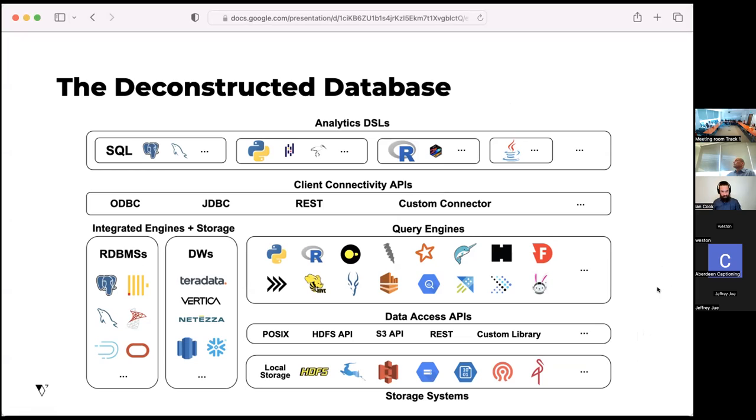Recently, even more of these engines have cropped up, and Weston talked about a few that are built from the ground up in an Arrow native way. So there's lots of engines to choose from. But the trouble is, all these query engines and all these storage systems don't always interoperate nicely. You can't just pick an engine, pick a storage system and expect that they'll work together. There's some affinities and some hard incompatibilities as well.